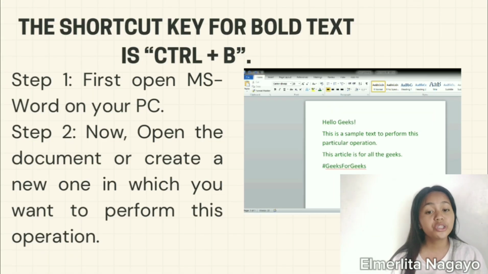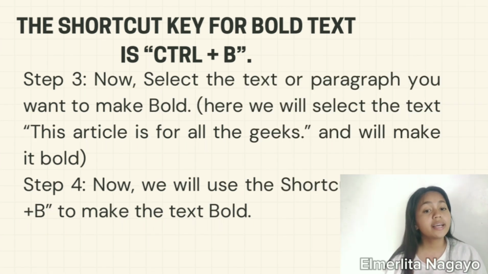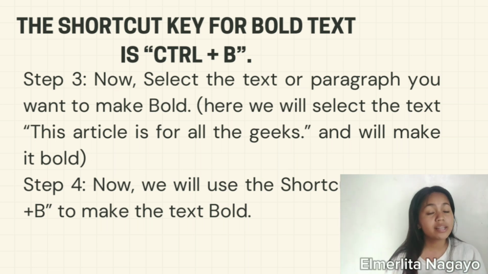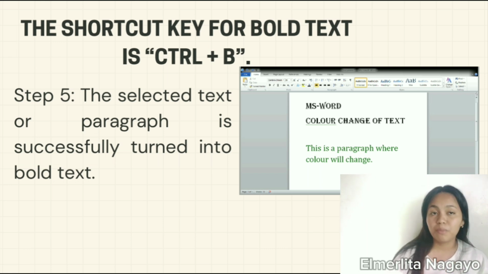So the shortcut way to make the text bold is, first open the document or create a new one in which you want to perform this operation. Now, select the text or paragraph you want to make bold. Then step 4, we will use the shortcut key, press Ctrl plus B to make the text bold. Then step 5, the selected text or paragraph is successfully turned into bold text.